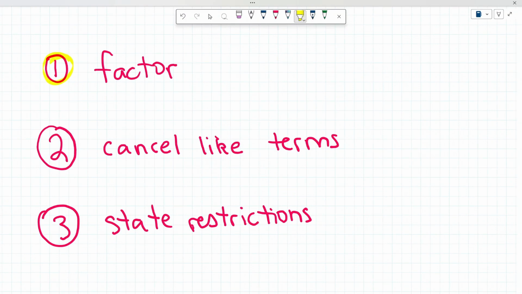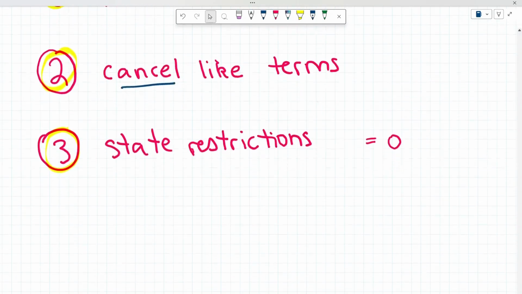So here is our three-step process. Number one, we have to factor both the numerator and the denominator to see if we have any like factors. The second thing we do is cancel out the like terms found on the numerator and the denominator. And our third step is to state any restrictions. Essentially, restrictions are anything that make the rational function go to 0 on the denominator, or they could be anything that you have canceled out.